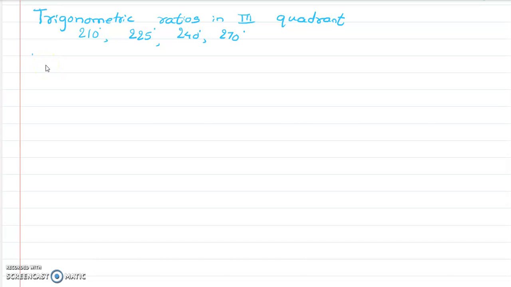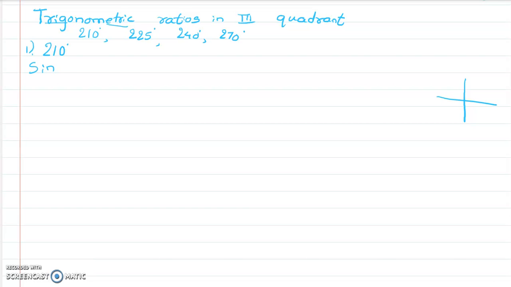Students, this is the fifth video on allied angles. In this video we shall see, if the angle is lying in the third quadrant, then how do you write the trigonometric ratios for this. First I will consider angle 210 degrees.